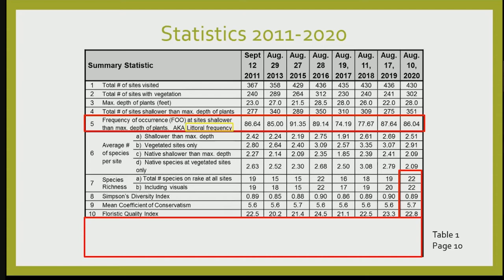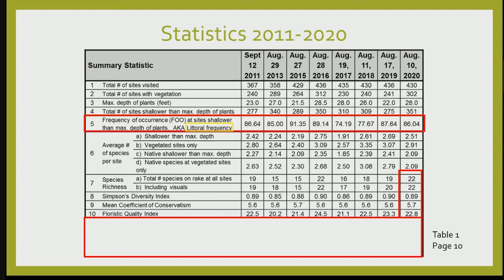The column on the far right represents the results from 2020. So compared to other lakes in the Driftless region, Dutch Hollow continues to have a high species richness and healthy aquatic plant community. So that's really good news. The last couple of rows are blocked off for now, but I'll come back to those when we go over milfoil results. And this table is found on page 10 of the report.